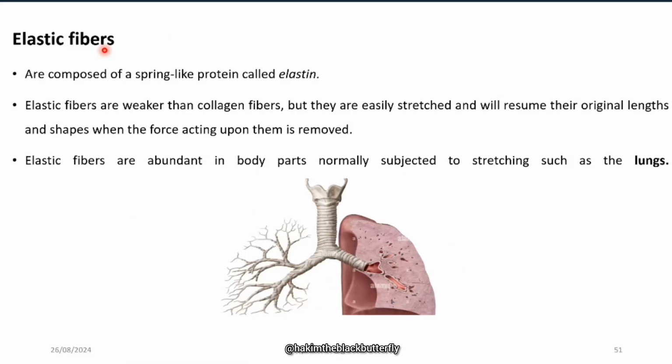Okay, coming to the elastic fibers, these are going to be composed of a protein that we call elastin, a protein that can stretch and recoil, just like a spring can easily stretch and can easily come back to its original position or length. And such fibers are going to be abundant in parts of the body that have to expand and relax. For example, the lungs during the breathing cycle.